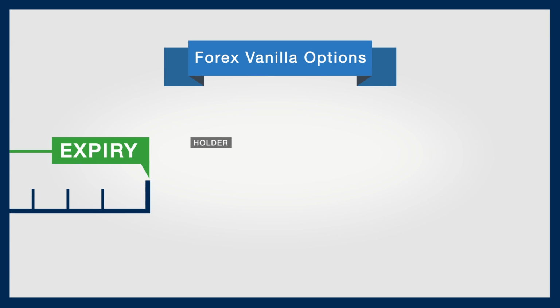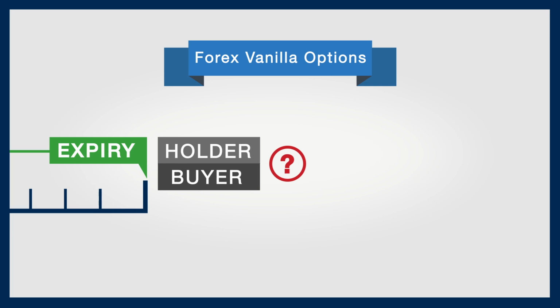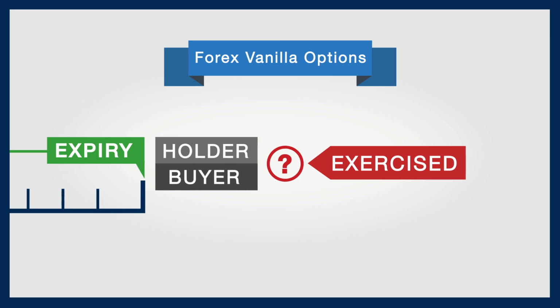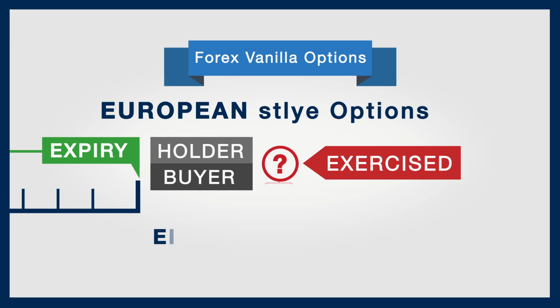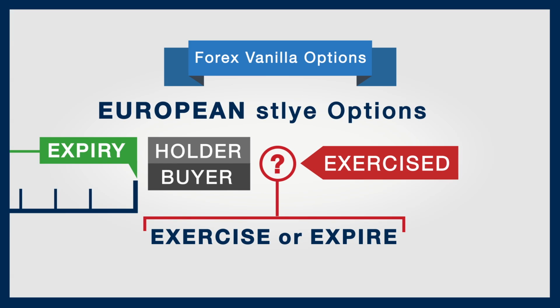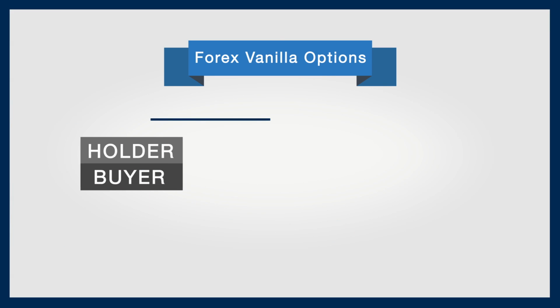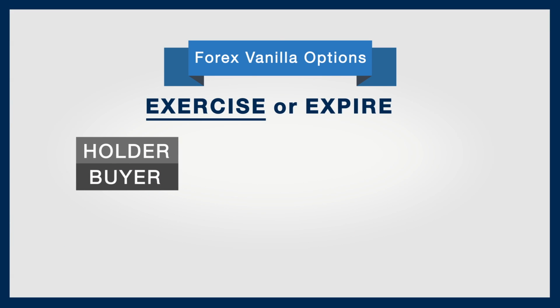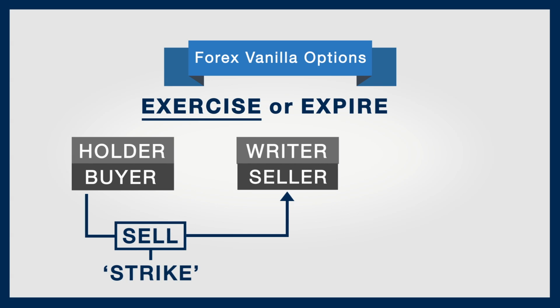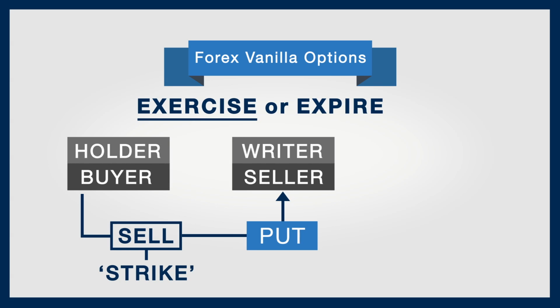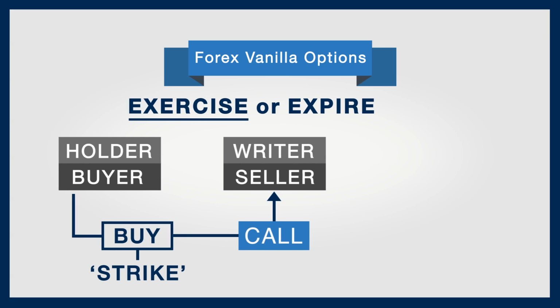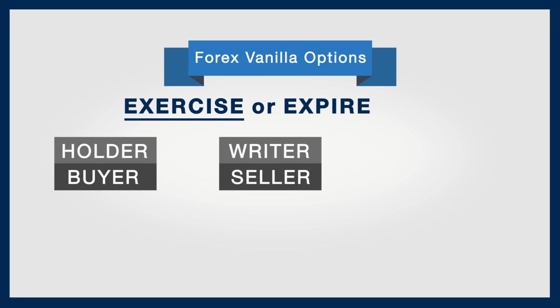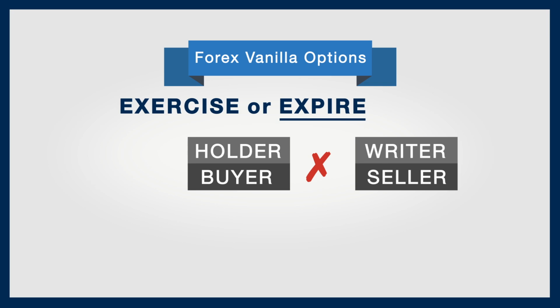So what happens on the date of expiry? The holder decides whether the option should be exercised or not. As we're looking at European style options, this is the day that the holder of the option will decide to exercise the option or to let it expire. If an option is exercised, the holder will either sell to the writer at the defined price, the strike, if he had a put option, or buy from the seller at the strike level if he had a call option. If the option is left to expire, there is no transaction between the buyer and seller on the expiry date.